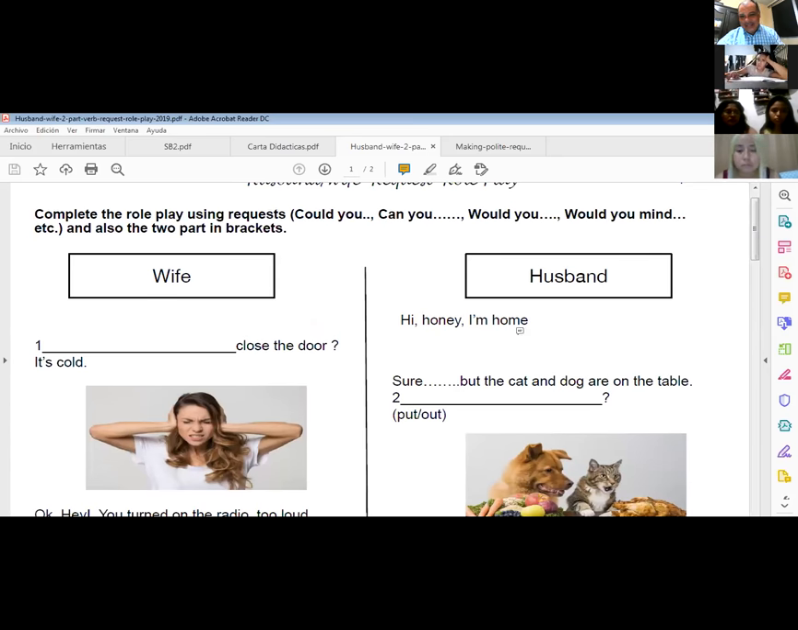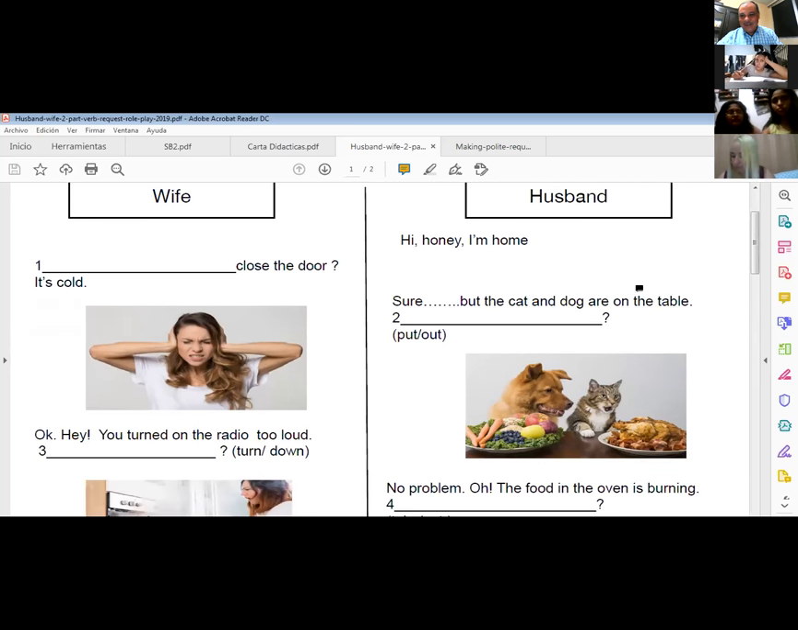Number two. Hi, honey, I'm home. No, primero dice el marido, ¿verdad? Hi, honey, I'm home. Y dice la esposa. Sorry. Could you please close the door? It's cold. Bye. ¿Qué dice el hombre? Sure. But the cat and dog are on the table. Could you put the cat and the dog out?